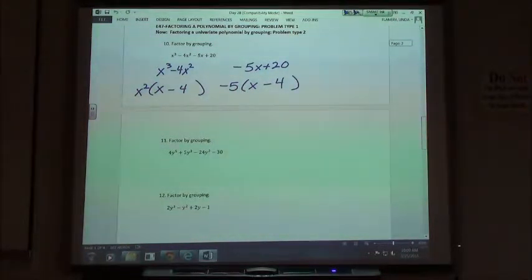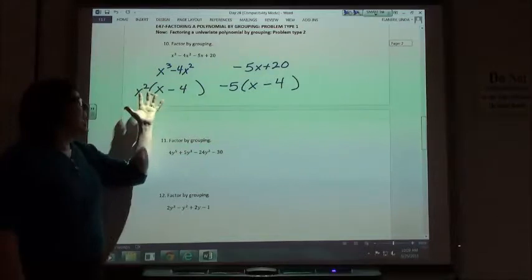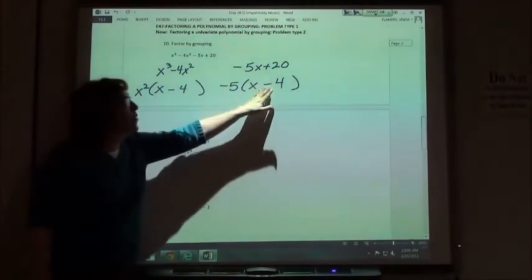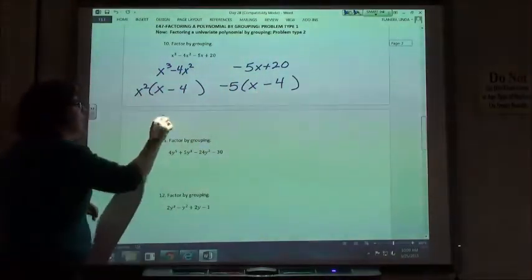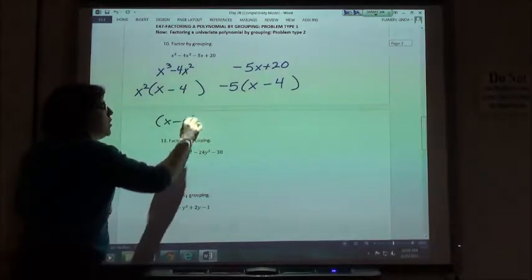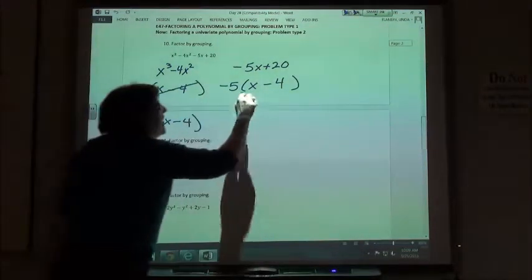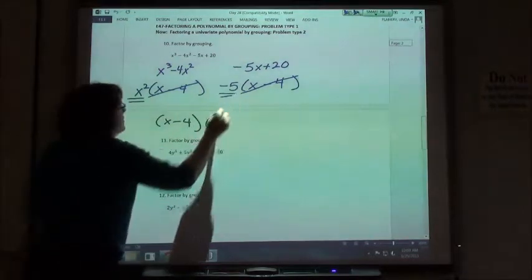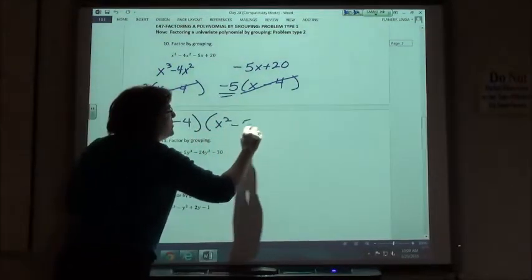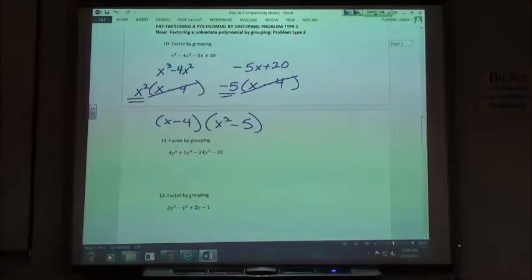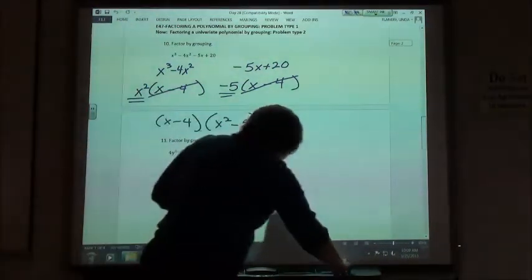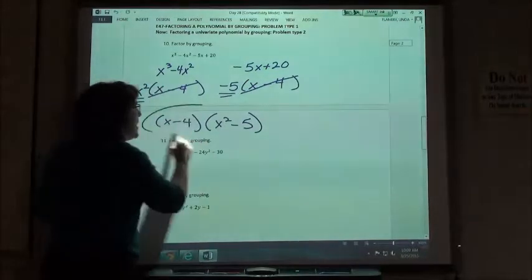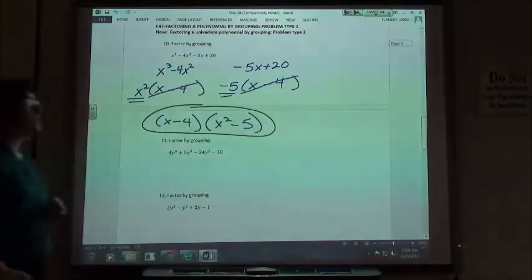We're not done yet with the problem. What happens is now this becomes my greatest common factor. The x minus 4 is going to go in front, and I'm going to divide that out of both of my terms, which just leaves me those things in the front. X squared minus 5. So my answer is that I'm going to have x minus 4 times x squared minus 5.